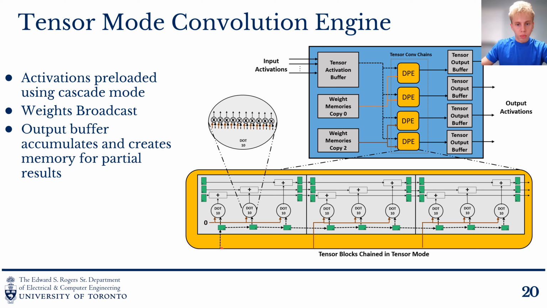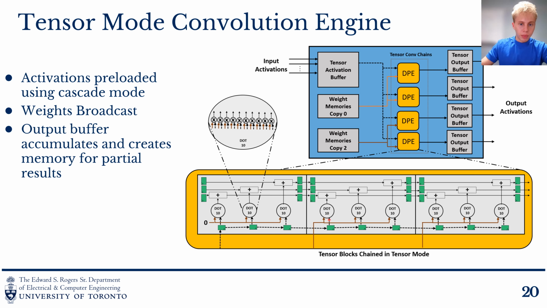So following this dotted wire into the dot product engine, you'll see it goes into the top tensor block in the chain. This one's not used for computations. And we cascaded the values down the tensor block chain as shown here. Once we've preloaded all the values, our weight memories can start sending in values into the dot product engine.